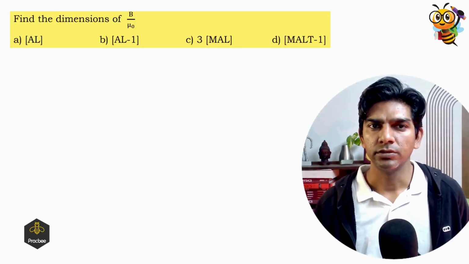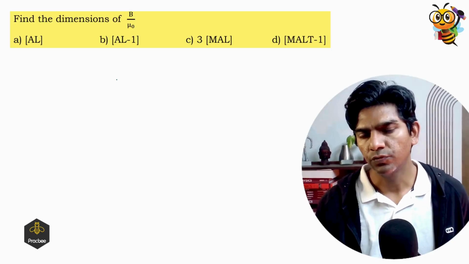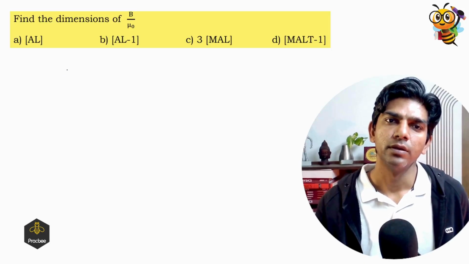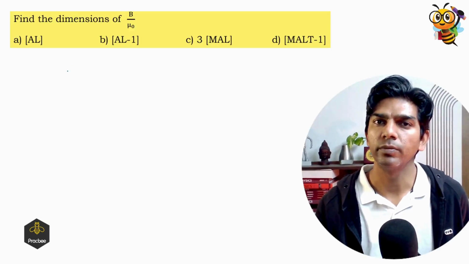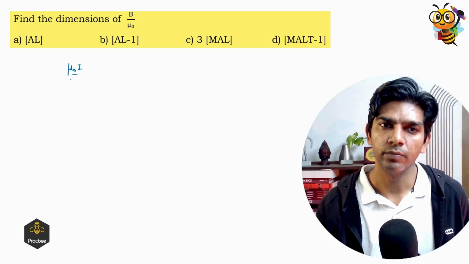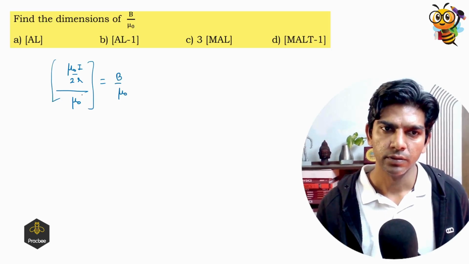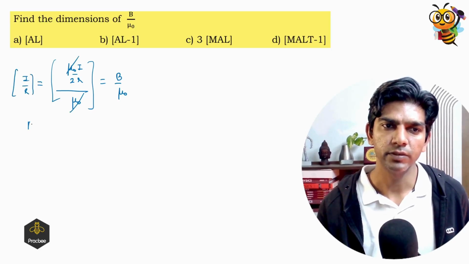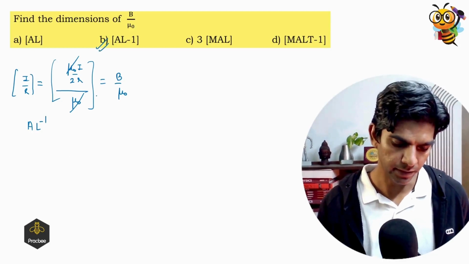So find the dimensions of B by mu naught, a very basic question from units and dimension. First of all, think about a formula for magnetic field. Let us consider the magnetic field produced by a current carrying circular coil at its center. That will be mu naught I by 2R. So mu naught I by 2R divided by mu naught will be B by mu naught, right? Mu naught will get cancelled out, so it will have the dimension same as I by R, which is nothing but ampere length raised to power -1. So option B is the right answer.